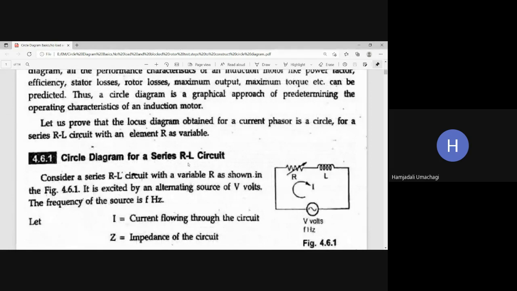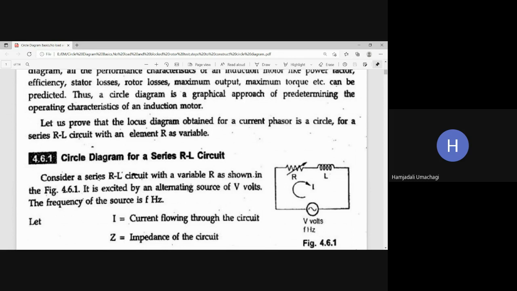Circle diagram for RL circuit. Here we are going to draw the circle diagram for a series RL circuit first, in order to explain the circle diagram for a three-phase induction motor. Why? Because later on we are going to apply the concept of this series RL circuit to the induction motor. The induction motor equivalent circuit is simply an RL circuit, so we are going to correlate that RL circuit with the basic series RL circuit. Now let us see the circle diagram for the series RL circuit initially.